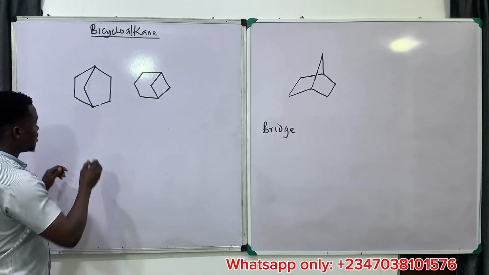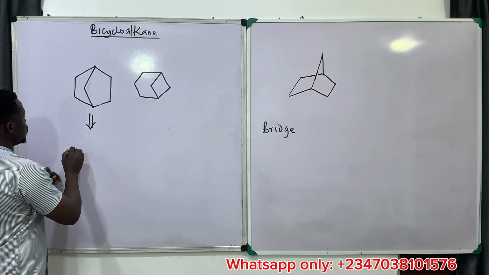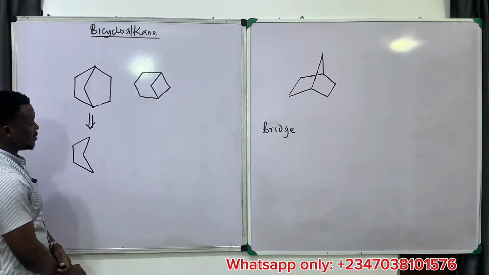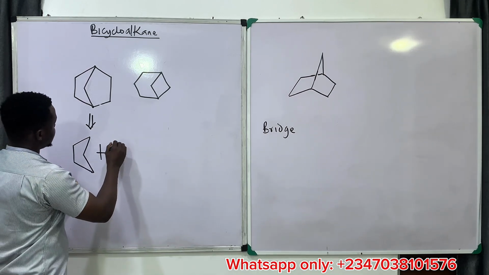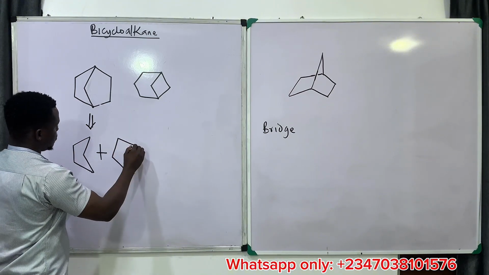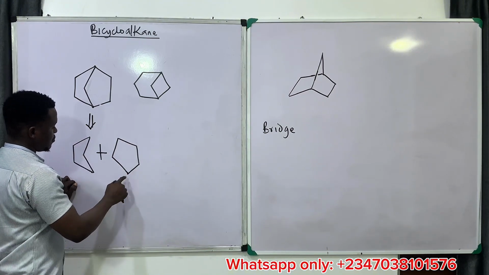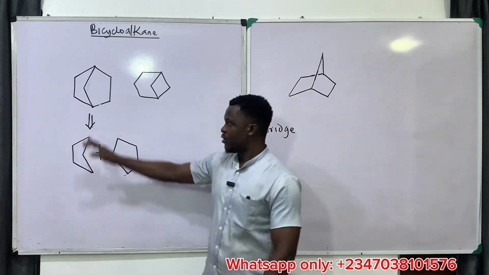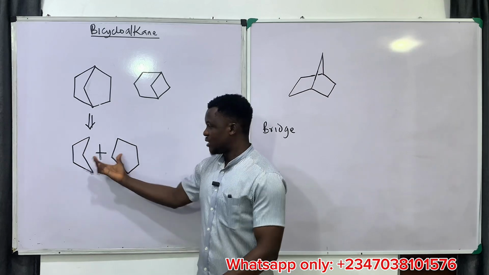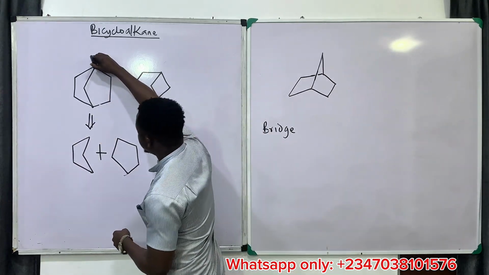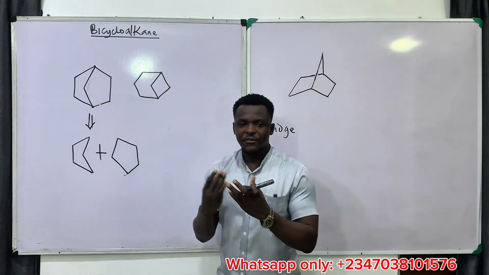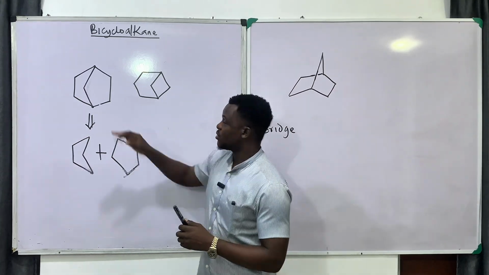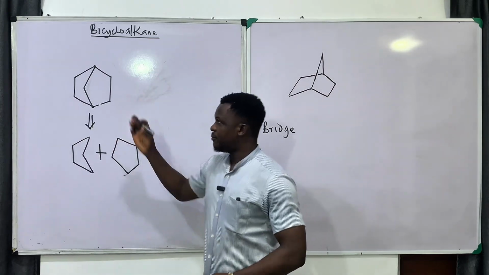Now we call this compound bicyclo because it can be seen as a two ring compound, which is this and this. The reason we call it bicyclo is because it is seen as two rings. If you break this further, it is this and this, as you can see, two rings. The point where the two rings are fused together is what we call the bridge carbon. So if you want to name a bicyclo compound, you have to take into consideration the bridge carbon first. So let's name this particular compound.